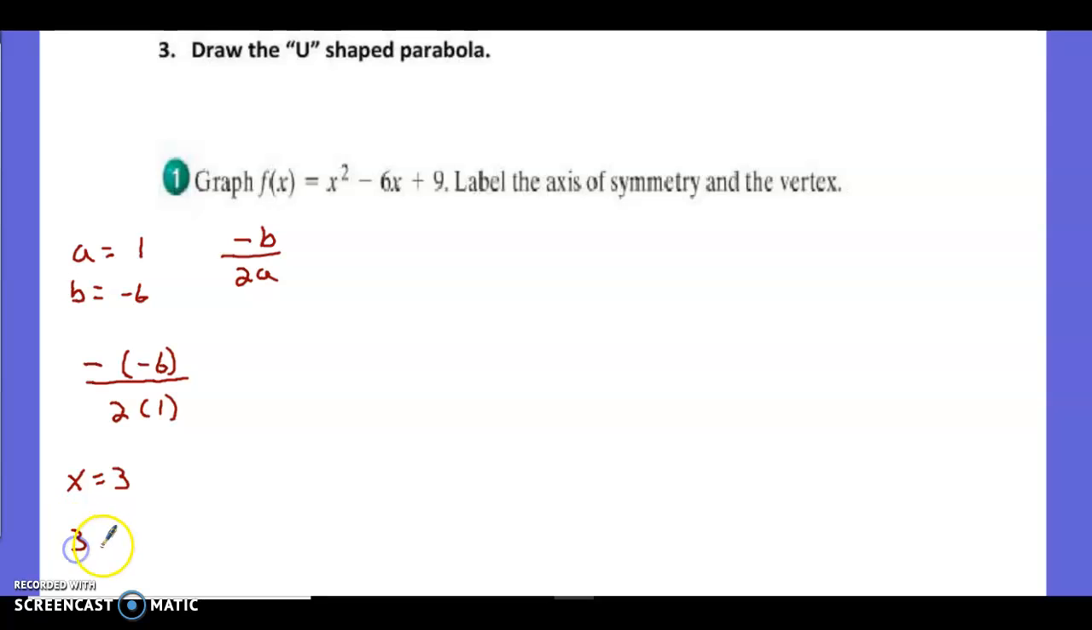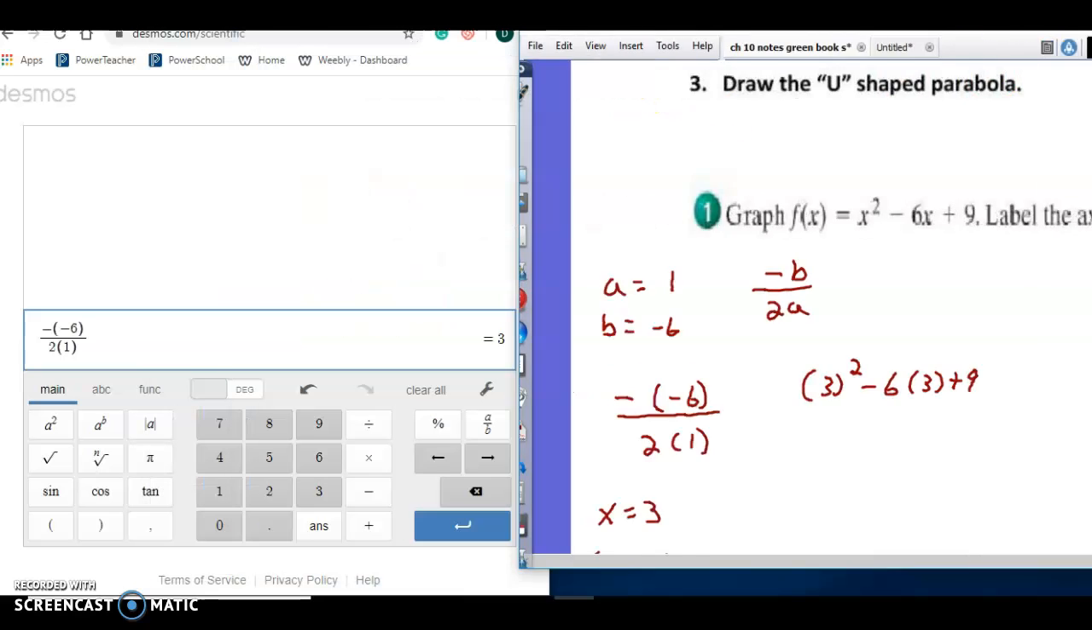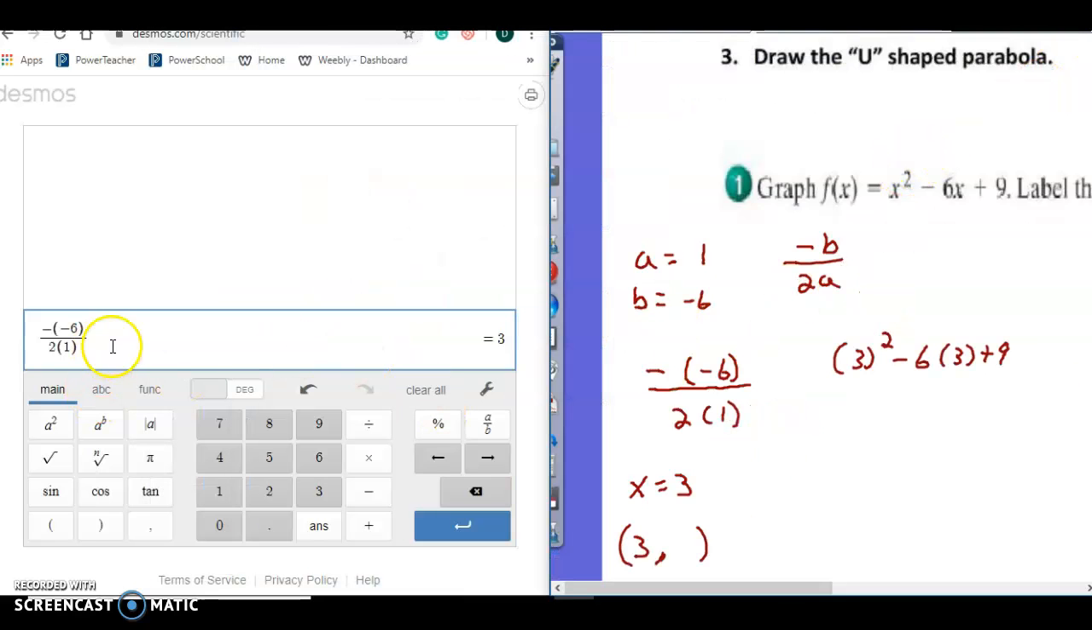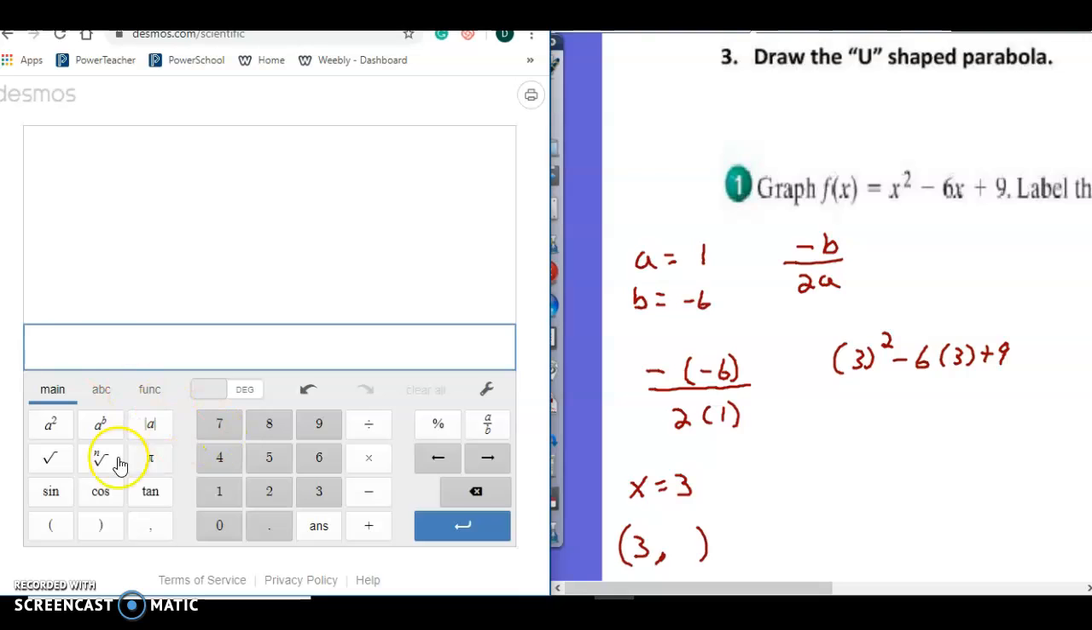So remember, that's 3. And now I have to find the y value of the vertex. So I'm going to take this 3 and plug it into these problems. So I'm going to put 3 squared minus 6 times 3 plus 9. And again, at this point, all you have to do is plug that into your calculator. Go ahead and pause this here, plug it into your calculator, either on your computer or if you're using a different calculator. So I'm going to go ahead and do that.